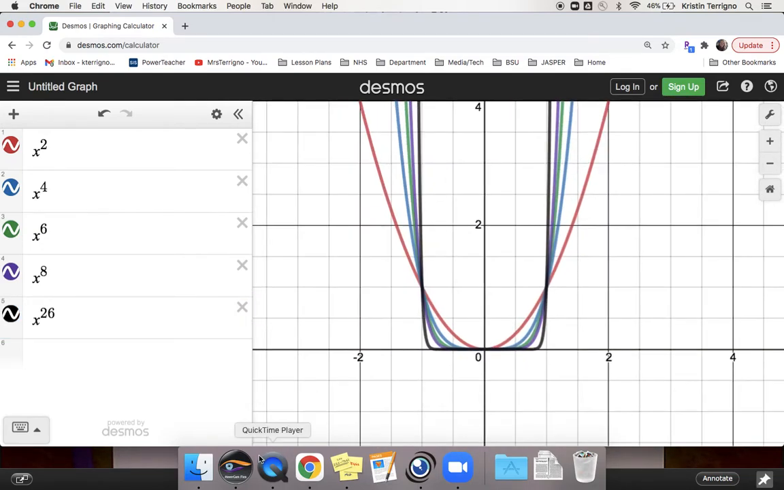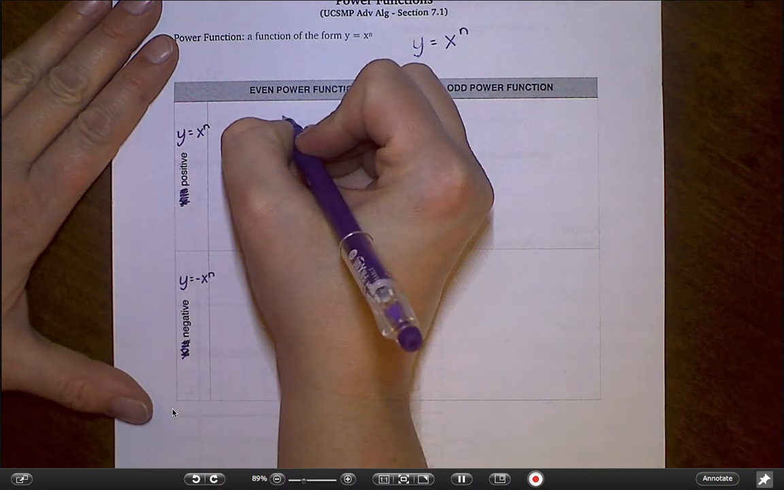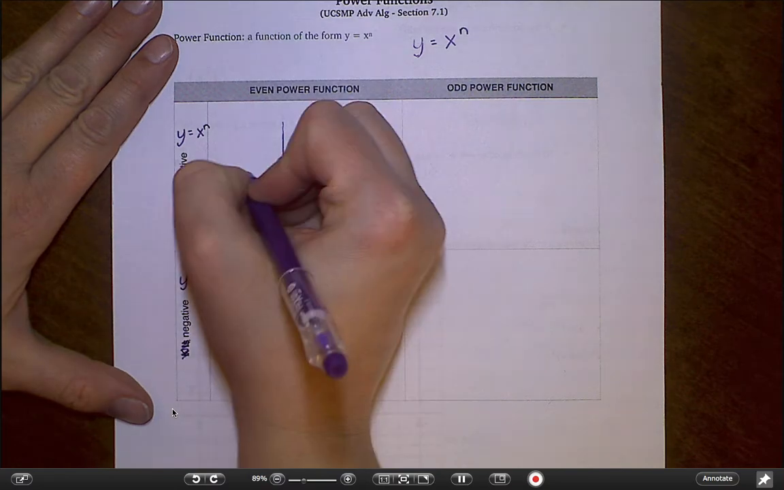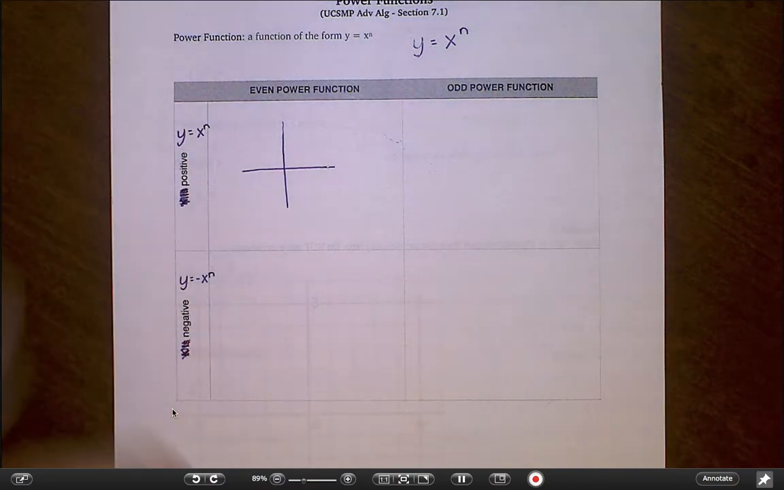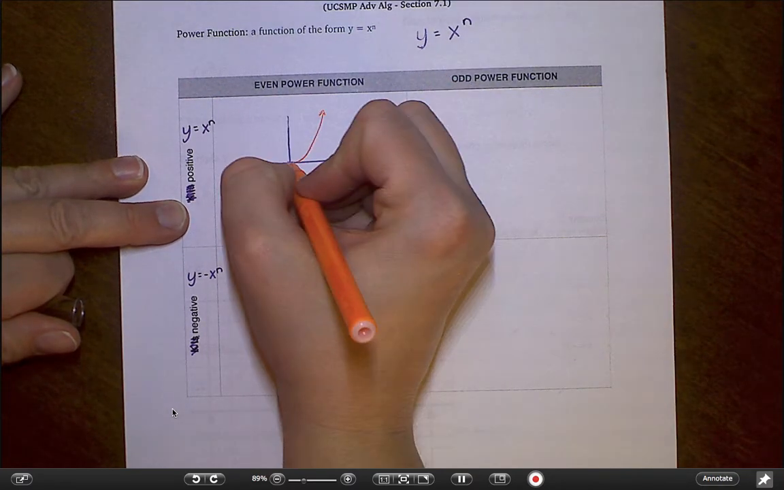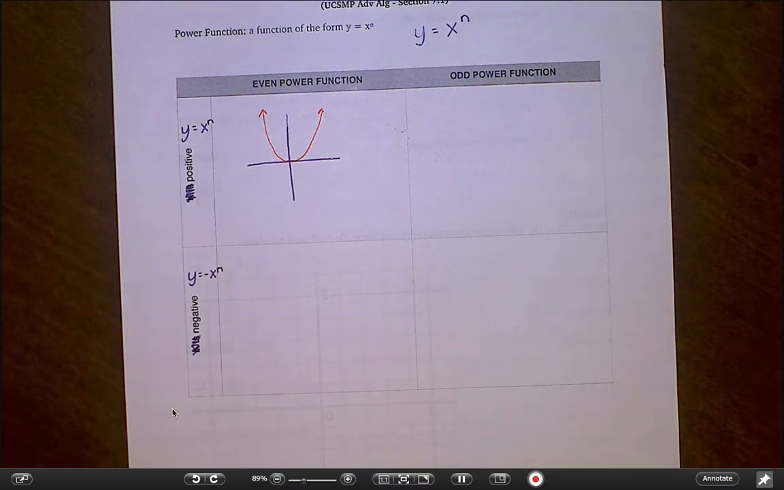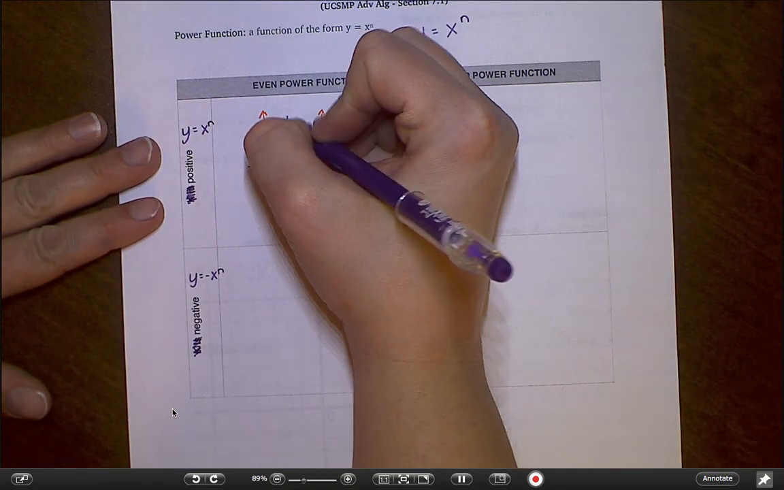Okay, so let's go back to our notes here, and let's sketch ourselves a picture here that even power functions are always going to have a U shape to them. You're going to be tempted to call them parabolas, and I probably won't correct you, but I should just point out that technically only the x squared function is called a parabola. The rest of these we just say have kind of a U shape to them.